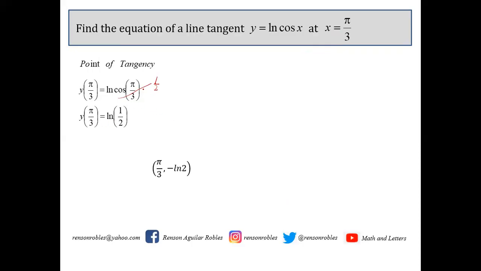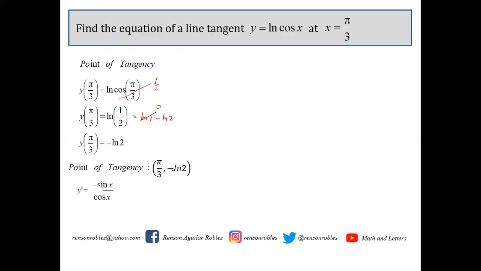And then applying the properties of the logarithmic function, we know that ln 1/2 is equal to ln 1 minus ln 2. And we know that ln 1 is equal to 0. Therefore, y at pi over 3 is negative ln 2. And that gives us the point of tangency (pi over 3, negative ln 2).